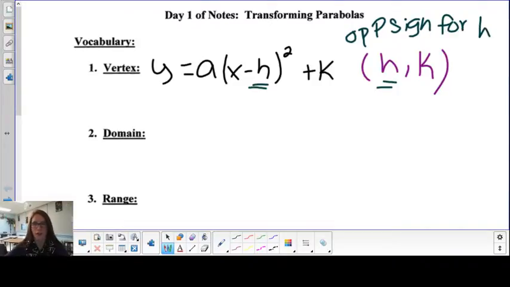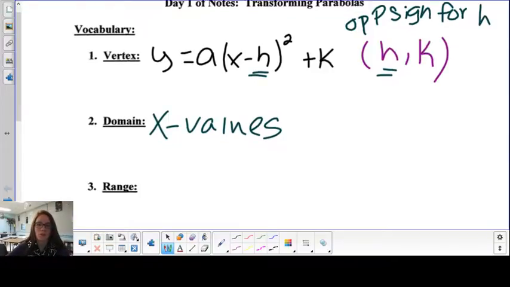And it's just for h. Your k will be exactly the same. So if it's positive here, it'll be positive in your vertex. If it's negative, then it'll be negative. However, with your h or your x coordinate, if it's negative in your equation, it'll be positive for your vertex. If it's positive, then it'll be negative. Your domain are your x values.